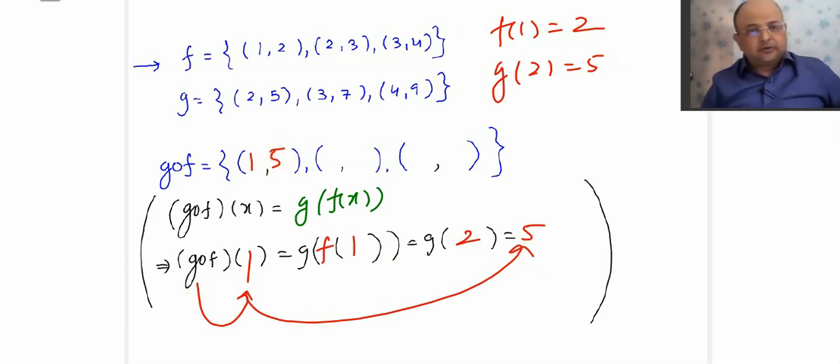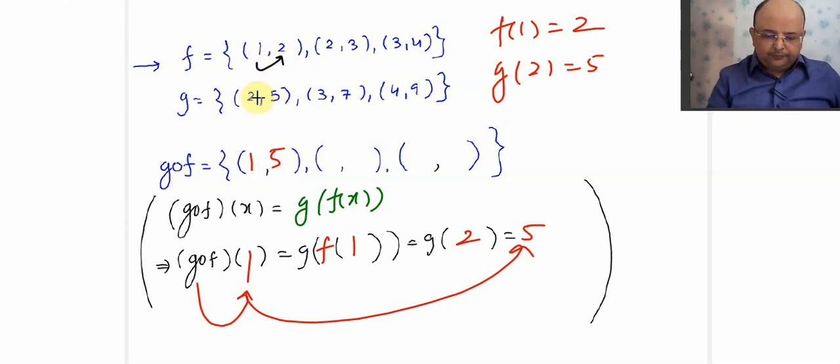Acha, let me ask you. Do you have this much time every time? No? Fine. Then I should find out some shortcut. 1 goes to 2 and 2 goes to 5. So ultimately 1 goes to 5. Is it clear? Again. You will help me. 1 goes to 2, 2 goes to 5. Ultimately 1 goes to 5.